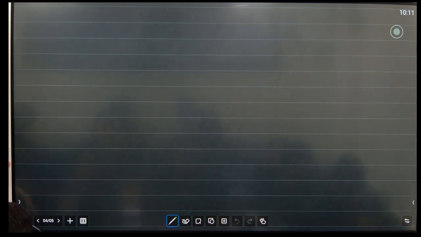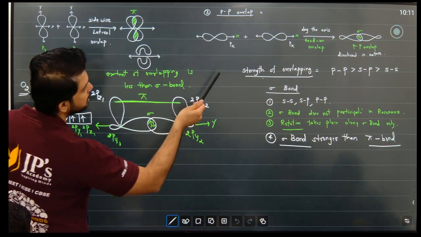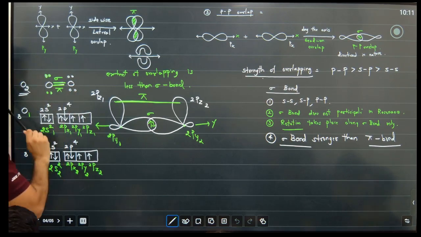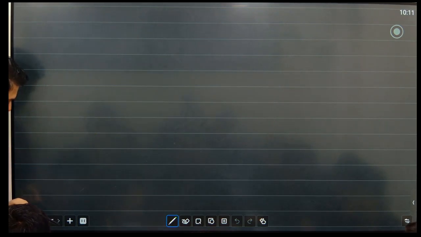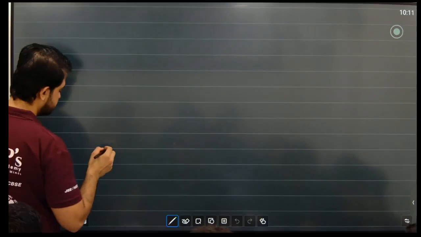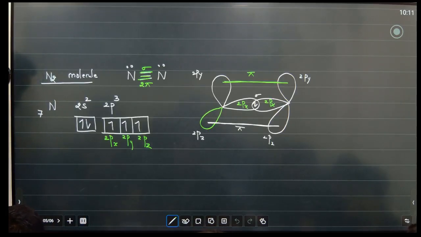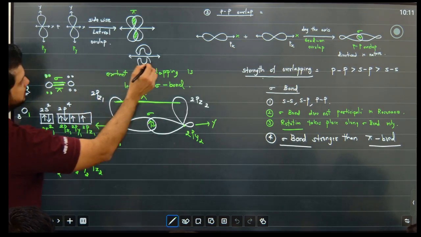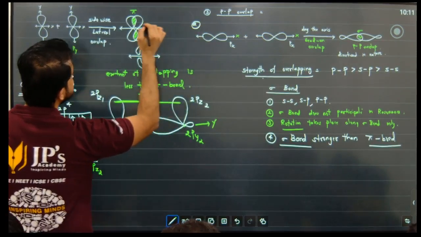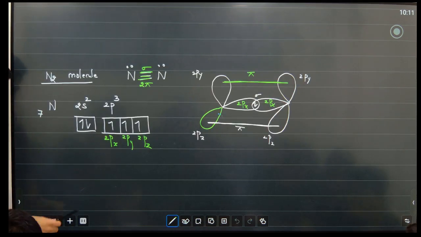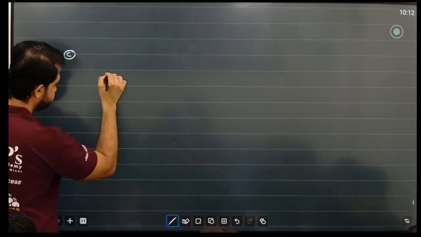So the first pi bond formation takes place between p orbitals. PP overlap sidewise will give you the first pi bond. The second type of pi bond formation is, what number did I give? This is 3a, this is 3b.